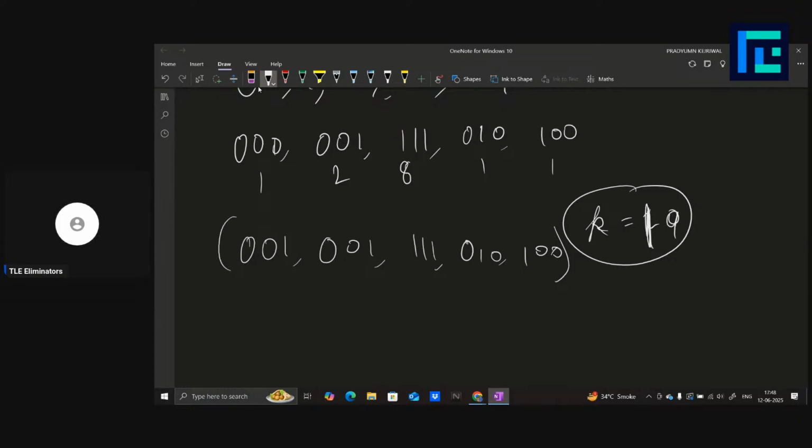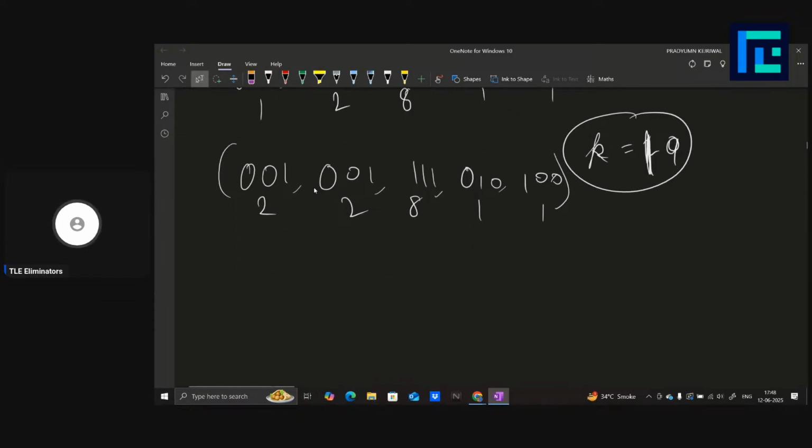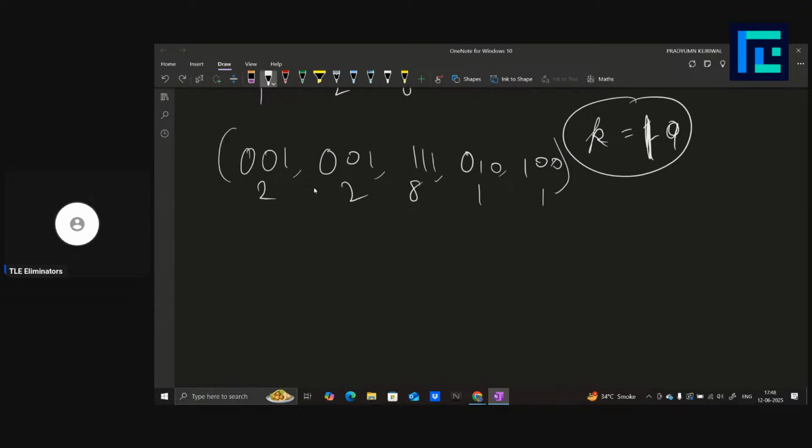Okay, so here the new values are 2, 2, 8, 1, and 1, right? Now again you will increase this one and this one also. I'll just do both at the same time. So you increase these two, 011 and 101, and their values will be, this value will become 4, this value will become 2. You have done two operations, so now k has become 17.